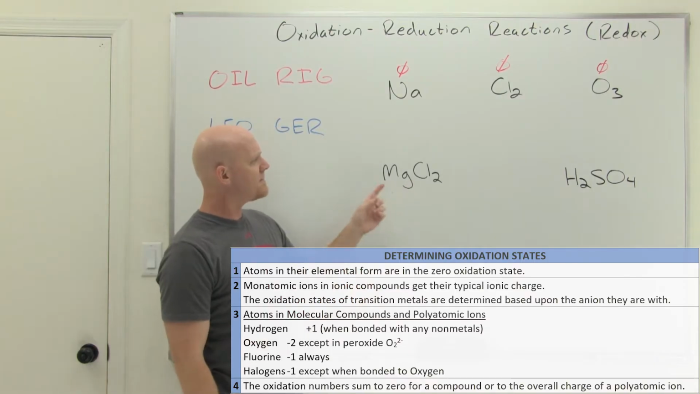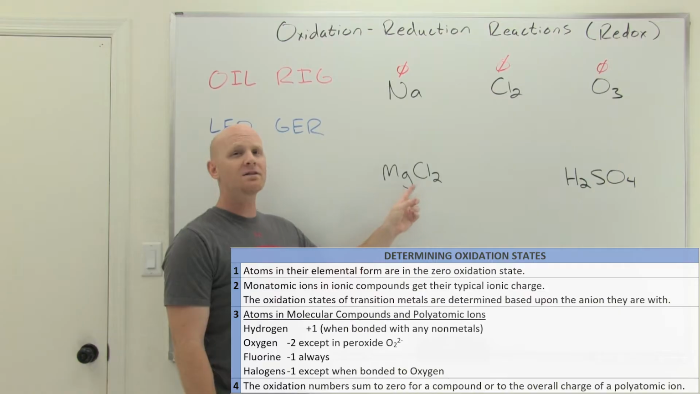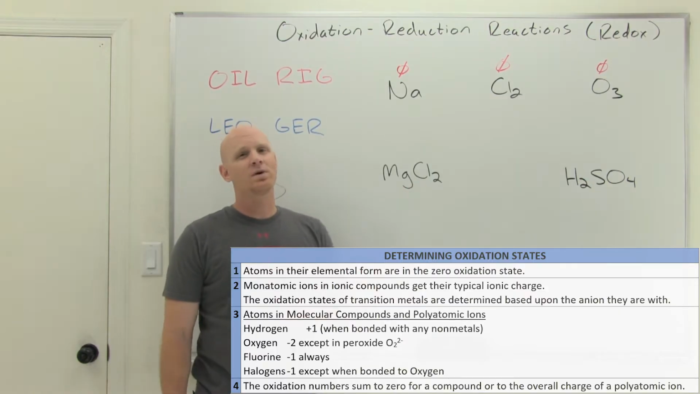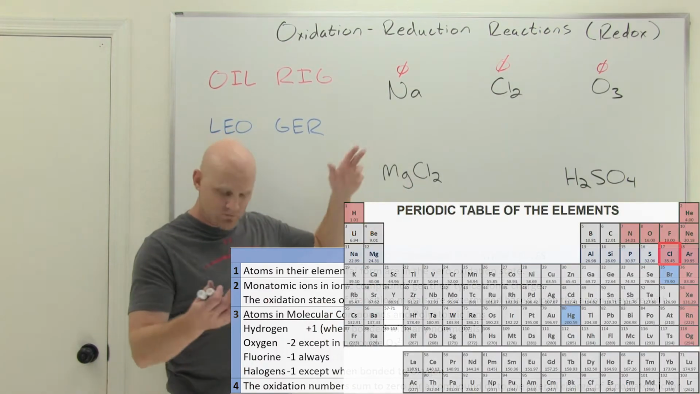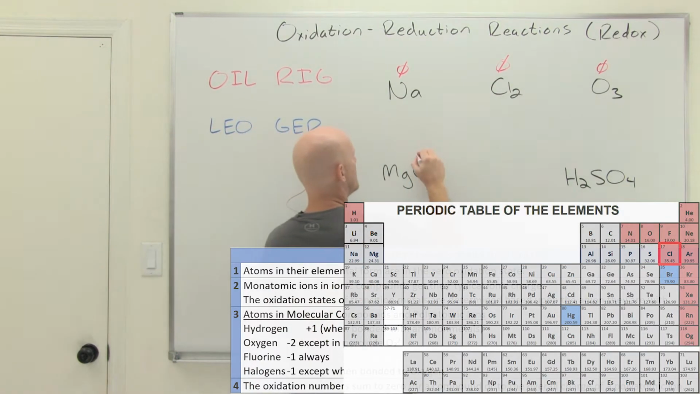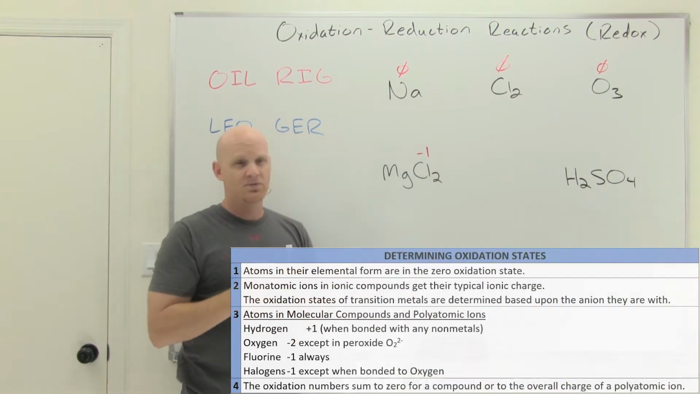But when you've got an ionic compound, a metal and a non-metal, if you've got monatomic ions, you can usually tell what their charge is going to be, as long as they're not transition metals anyway, based on where they're located on the periodic table. So in the case of chlorine, chlorine's going to have a -1 oxidation state. So life is good there.